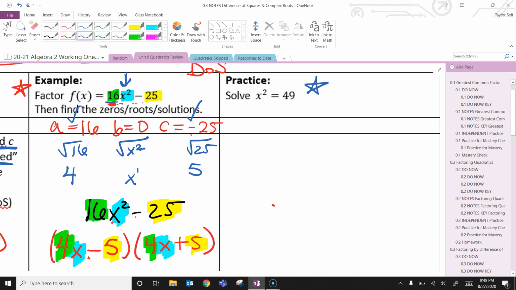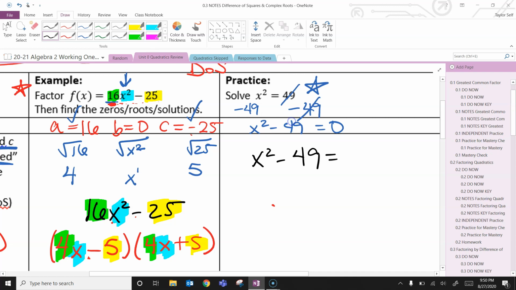Okay, hopefully you said we need to move everything to one side of the equal sign. The x squared is already positive, so I'm going to leave it there. So what I'm going to do is minus 49 on both sides. These cancel out and make 0, so we have 0 equals x squared minus 49. Okay, so what we're starting with is x squared minus 49 equals 0.